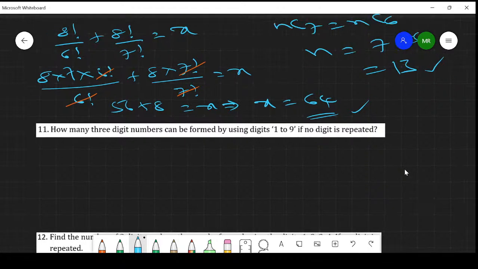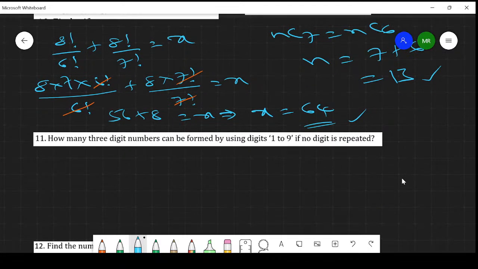We can see the 11th one. How many 3-digit numbers can be formed using the digits 1 to 9 if no digit is repeated? When they are talking about 3-digit numbers, you think about 3 boxes.